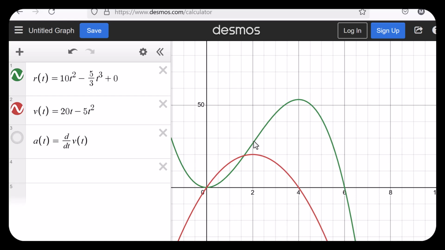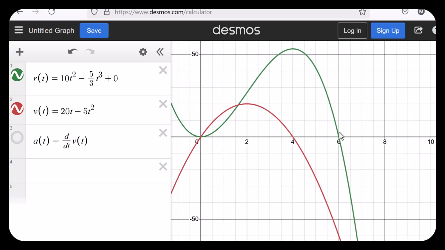That's that turning point right there at like 2 seconds. So right here at 2 seconds, it's increasing, but it's not increasing as fast. And then it starts decreasing, but it's still positive. It's just not as positive as it used to be. And then it gets here and he starts to turn around. So the velocity goes negative.